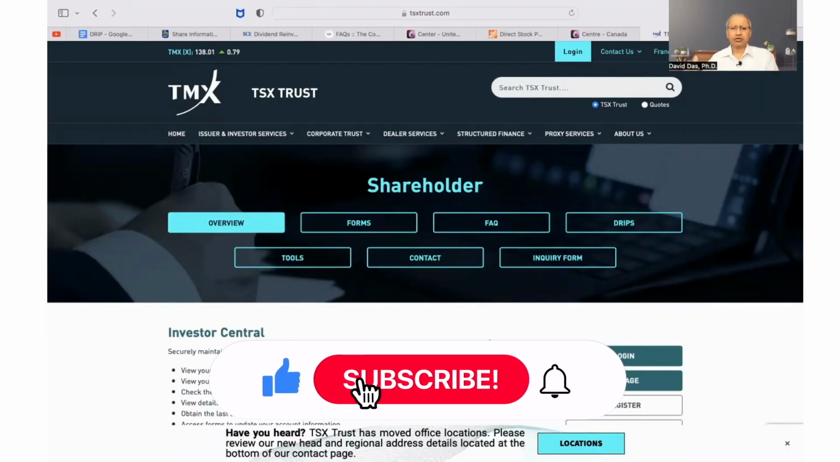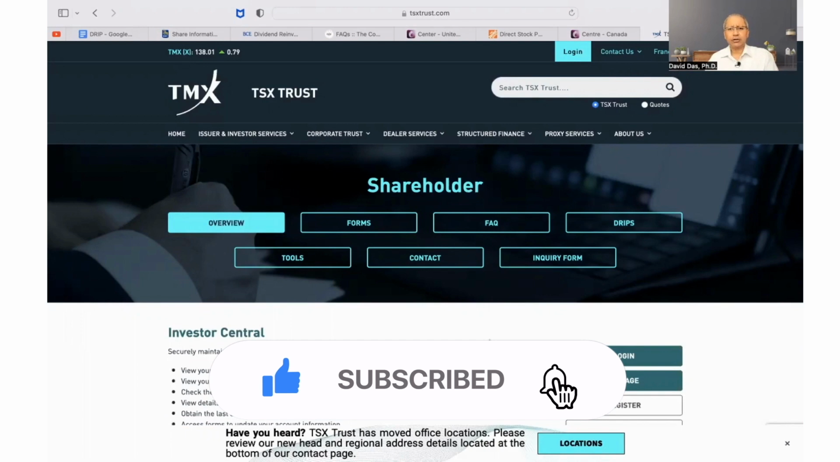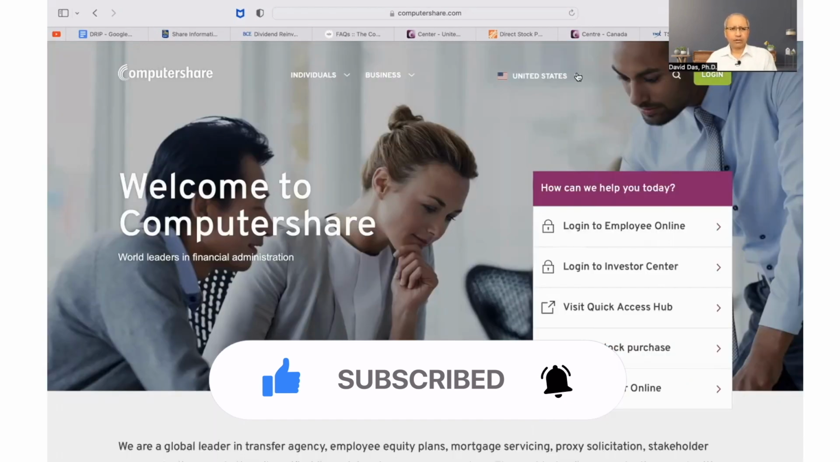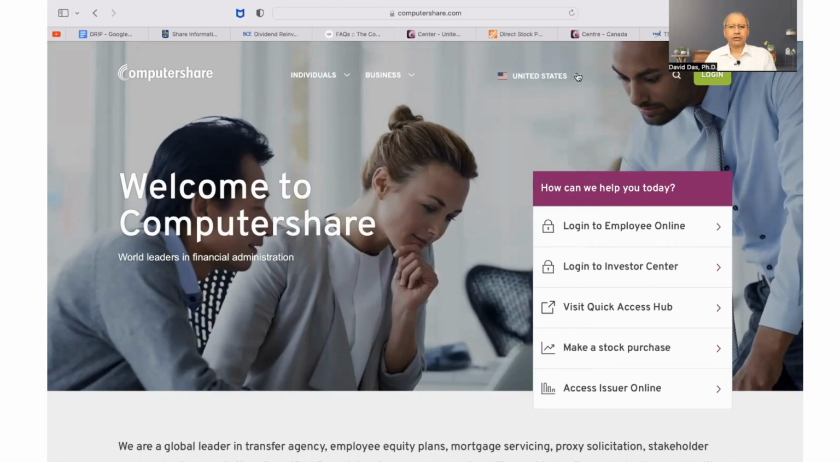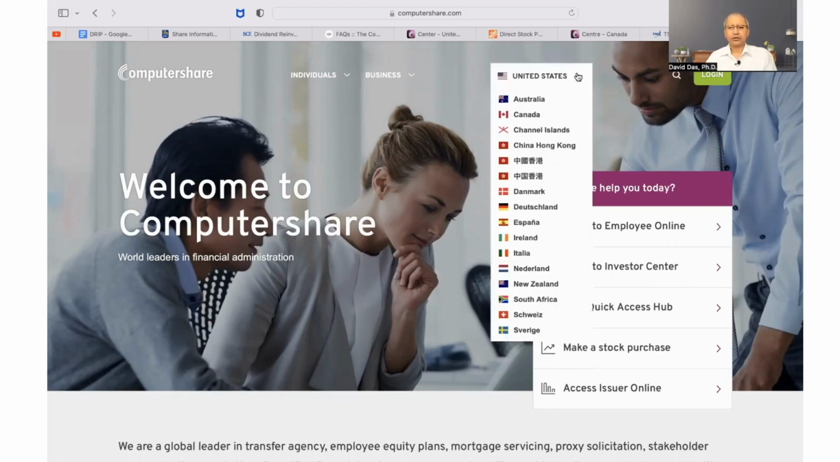So I find these two websites are very powerful in order to get the information about the companies. If you are outside the US and Canada, you can use the Computershare website to do further research for stocks of these countries.